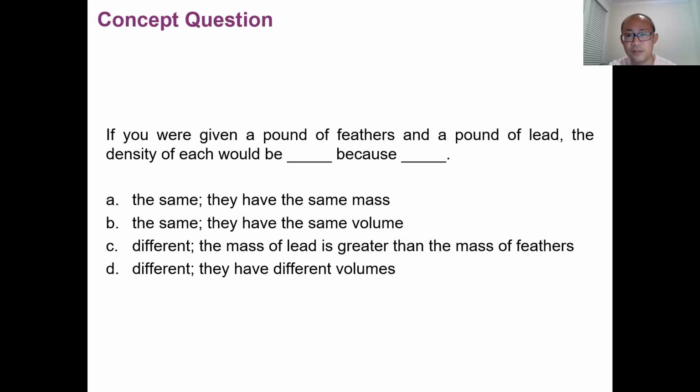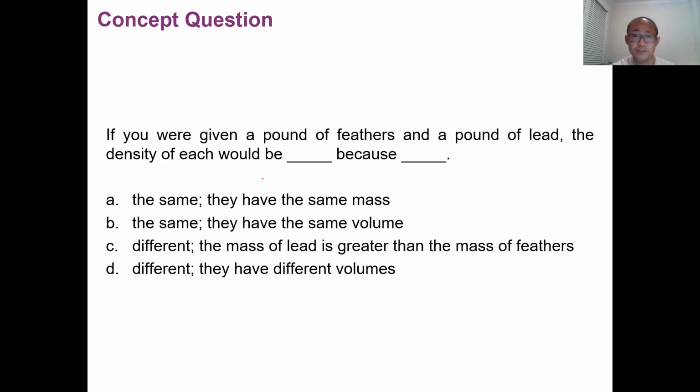Okay, this is another concept check asking you, if you were given a pound of feathers and a pound of lead, the density of each will be different because we're talking about different substances. Okay, different substances. Why is their density different? Because their volume will be different, right?